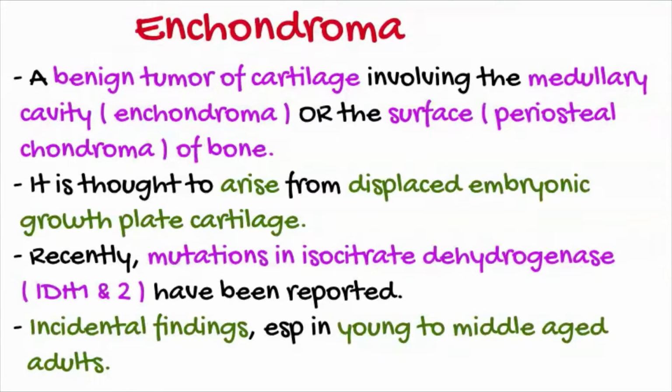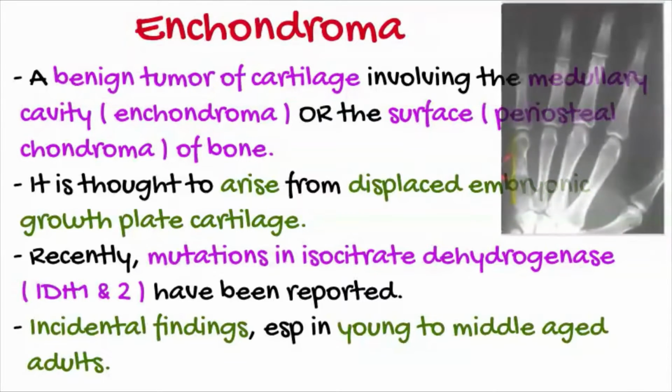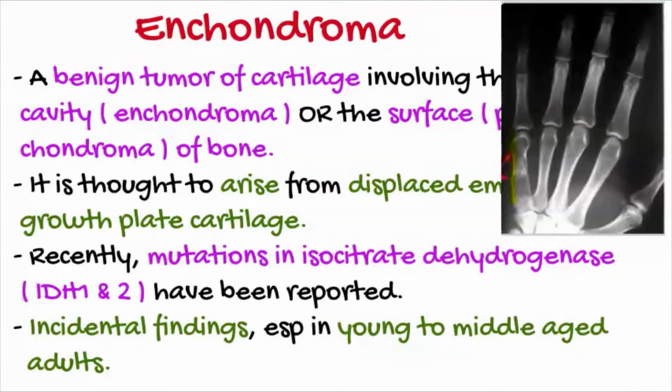It is a relatively common tumor, often discovered incidentally. It occurs especially in young to middle-aged adults. This X-ray illustrates an enchondroma that occurs in the medullary cavity of the left fifth metacarpal bone region.